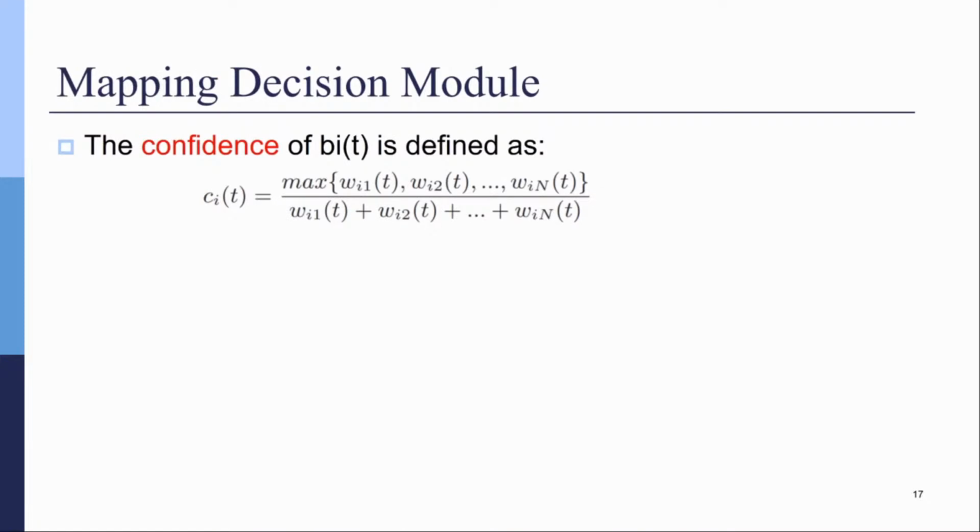Then, for broadcast packet BI, we define its confidence as follows. The confidence value is high when packet BI is very similar to one vehicle object and very different from the others.